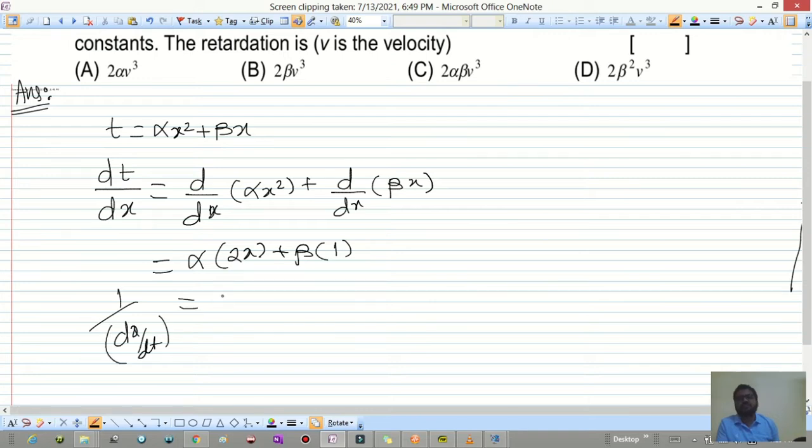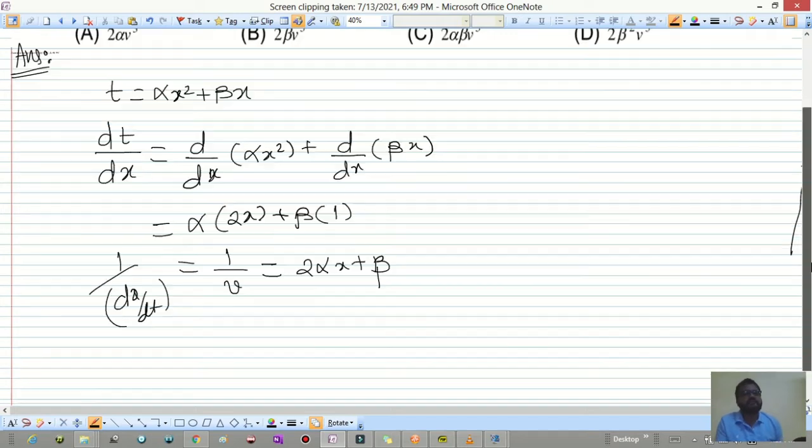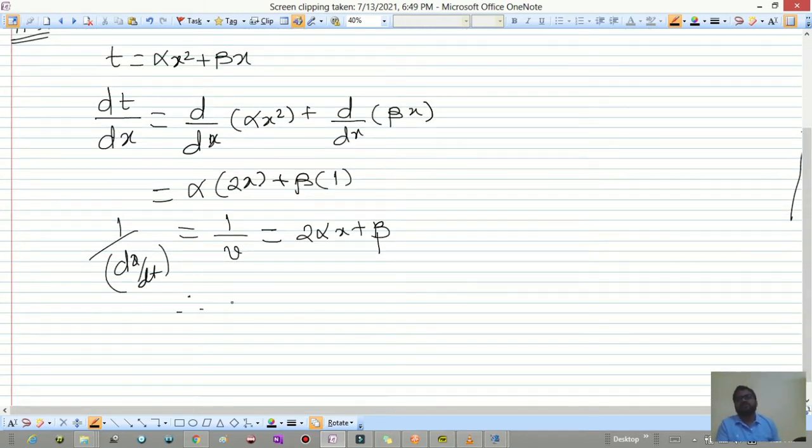And what is this 1 divided by dx by dt? It is velocity, right? The rate of change of displacement. So which is equal to 2 alpha x plus beta. So therefore velocity we have is 1 divided by 2 alpha x plus beta. So I hope this is clear now.